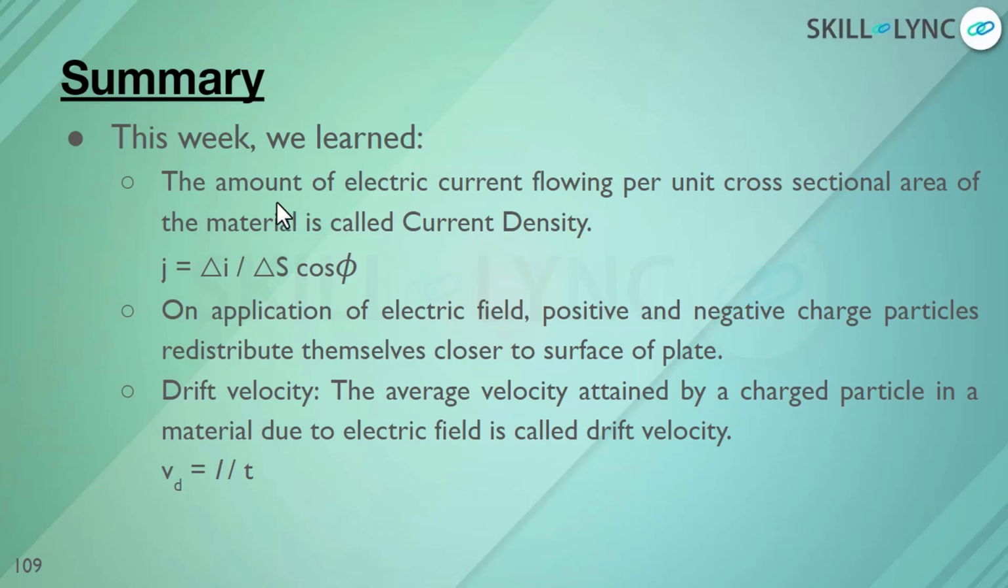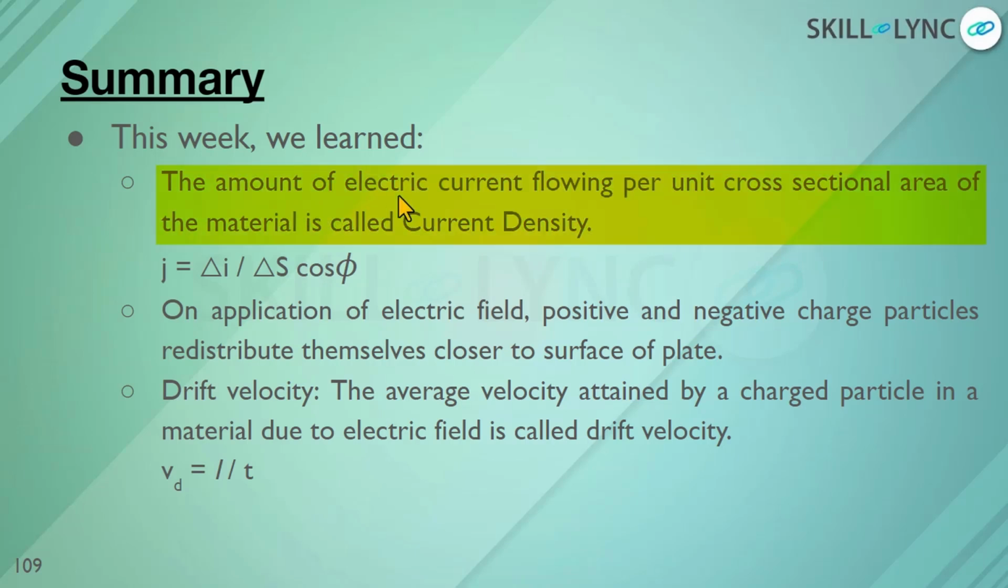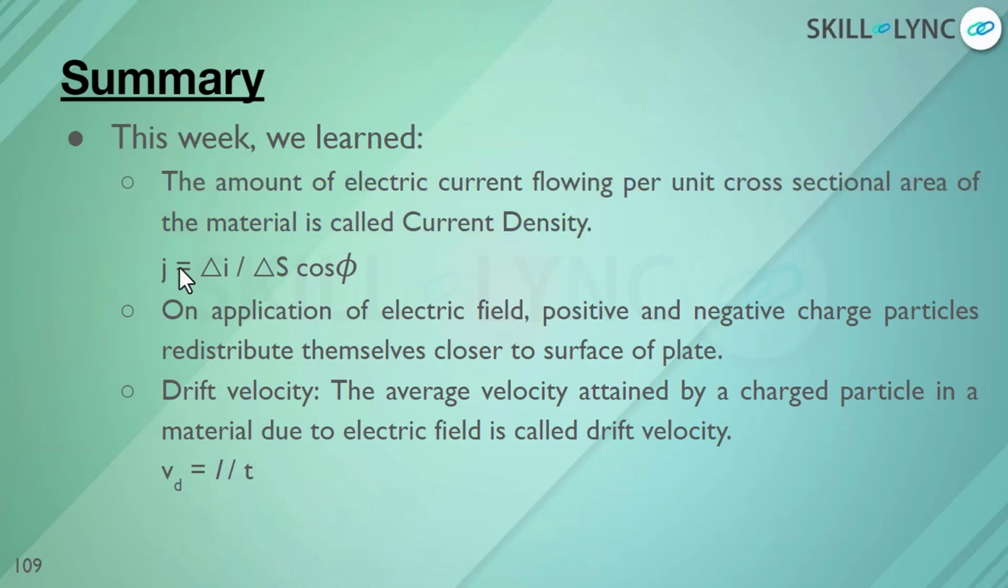We have also studied that the amount of electric current flowing per unit cross-sectional area of the material is called current density, where J can be equal to dI upon dS cos phi. If the cross-sectional area is in the perpendicular direction, then the current density would directly be J is equal to dI upon dS.